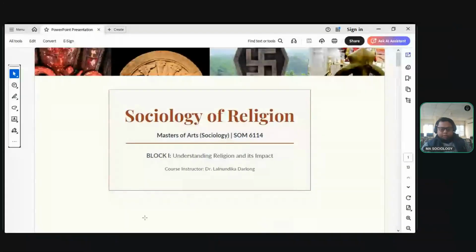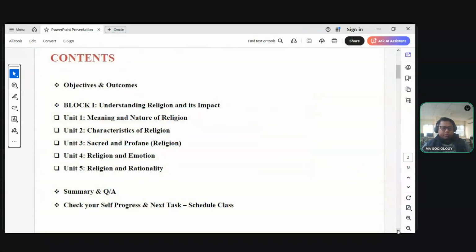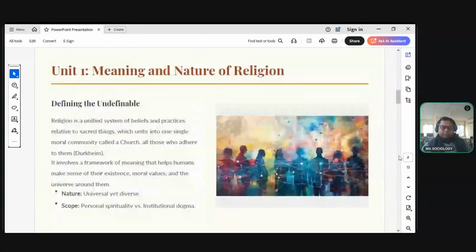And today, let us try to look into how we have started sociology of religion, the paper 1, and then we will go through towards sociology of religion, the block 2. So let us see block 1. Here today you will be able to understand religion and its impact: unit 1, meaning and nature of religion; unit 2, characteristics of religion; unit 3, sacred and profane; and unit 4, religion and emotion, religion and rationality.